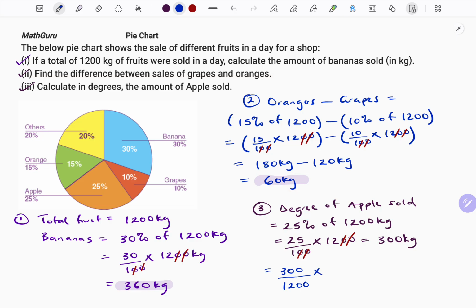Then I'm going to try to split up 360 degrees. That's a sum of angles at a point. So if I add all the angles in the pie chart shown, that should add up to 360. So I'm trying to split up 360 degrees to know what value 300 kilogram will give me. And if I do that correctly, I have my zeros going off as shown. I'm left with 3 times 360 divided by 12, that will give me 90 degrees.